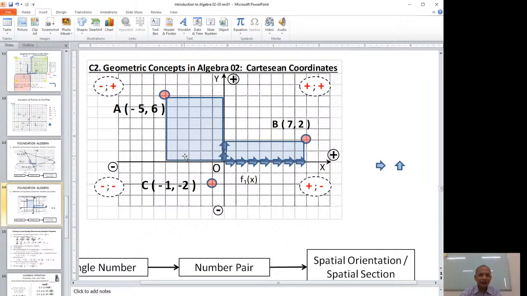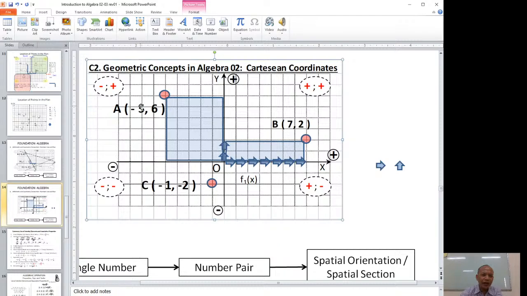4 step to the left, 5 step to the left is negative 5. To the left is negative, to the right positive, see positive plus here, up also positive, down negative here, see negative, negative here, so that's why we say 1 step to the left, 2 step to the left, 3 step to the left, 4 step to the left, 5 step to the left, negative 5.